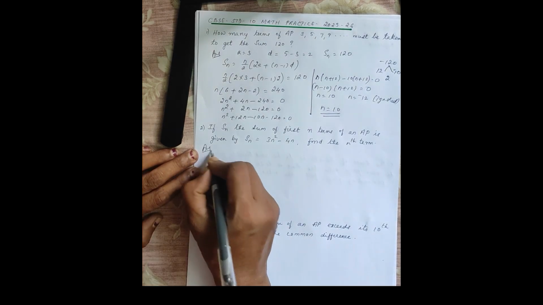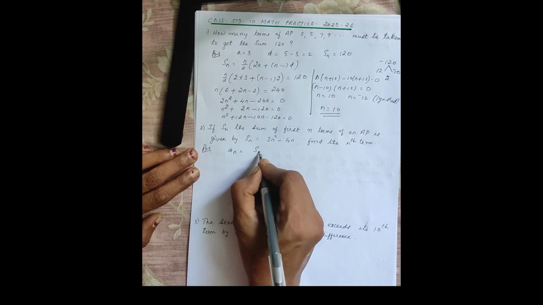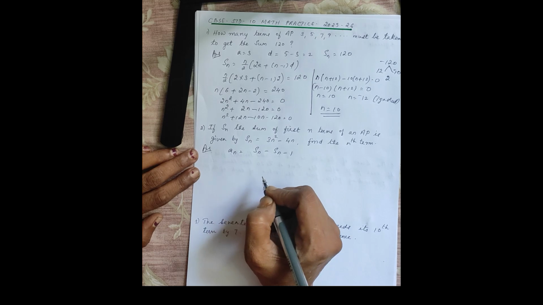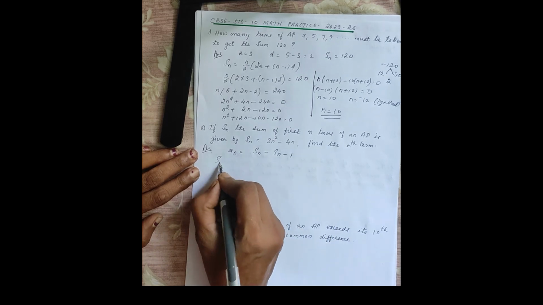Question number 2. If Sn, the sum of first n terms of an AP, is given by Sn is equal to 3n square minus 4n, find the nth term. You should get the value of the nth term. Here you don't have a or d or anything, so you have to use the formula an is equal to Sn minus Sn minus 1.